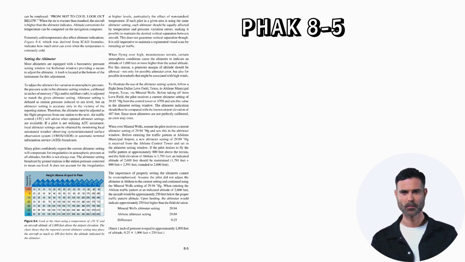The importance of properly setting the altimeter cannot be overemphasized. Assume the pilot did not adjust the altimeter at Abilene to the current setting and continued using the Mineral Wells setting of 29.94 inches of mercury.